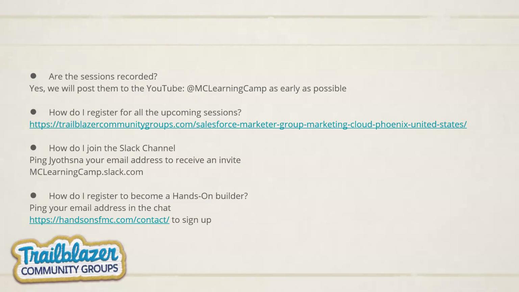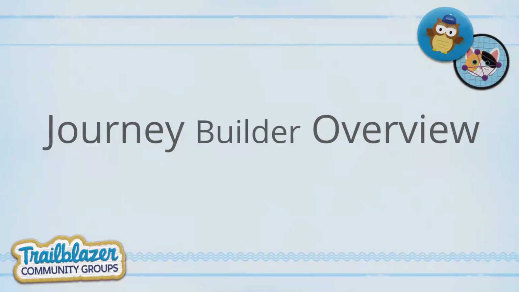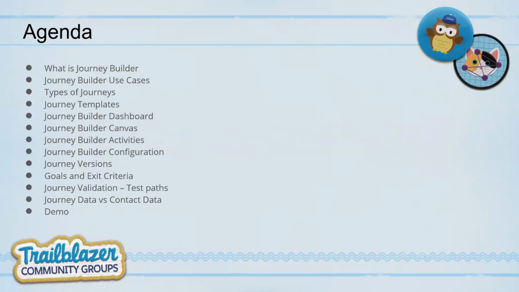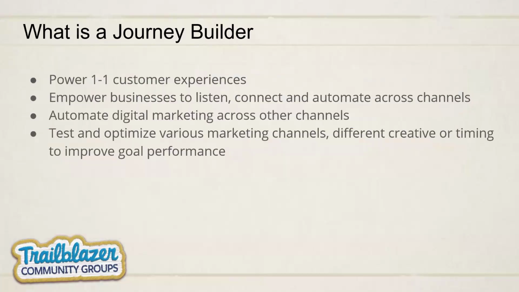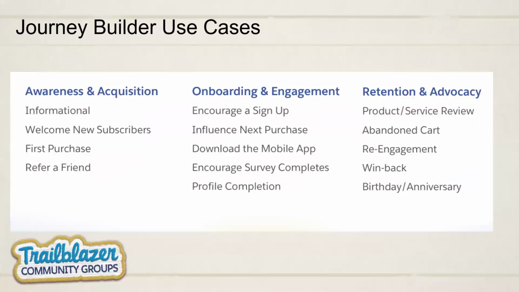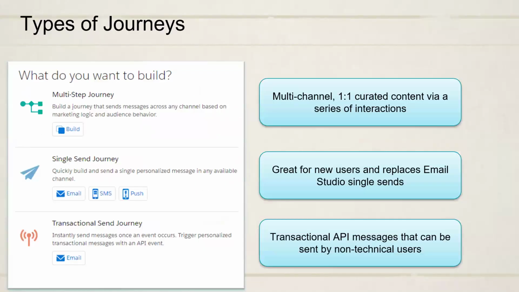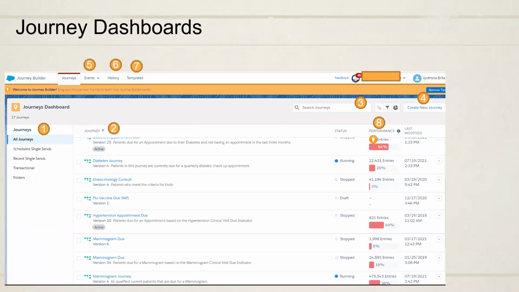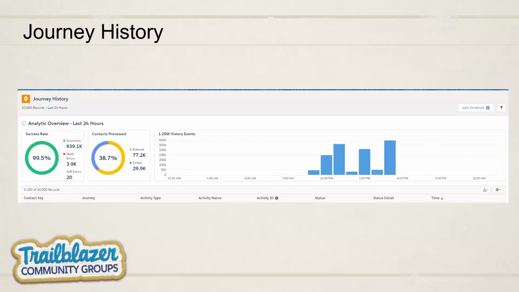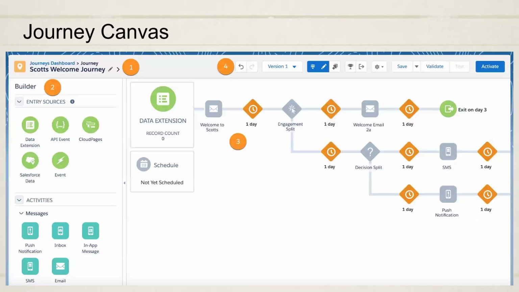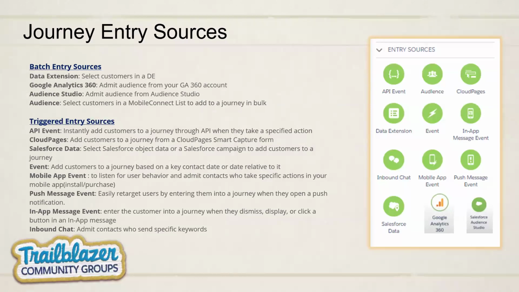In the previous session, we covered a few of the settings, configurations, and features within the Journey Builder. We looked at some of the use cases, the benefits, the different types of journeys, the templates available, and the UI elements that are available, and on the canvas, what kind of actions we can perform. We also looked at some of the entry sources: the batch entry sources and the triggered entry sources.